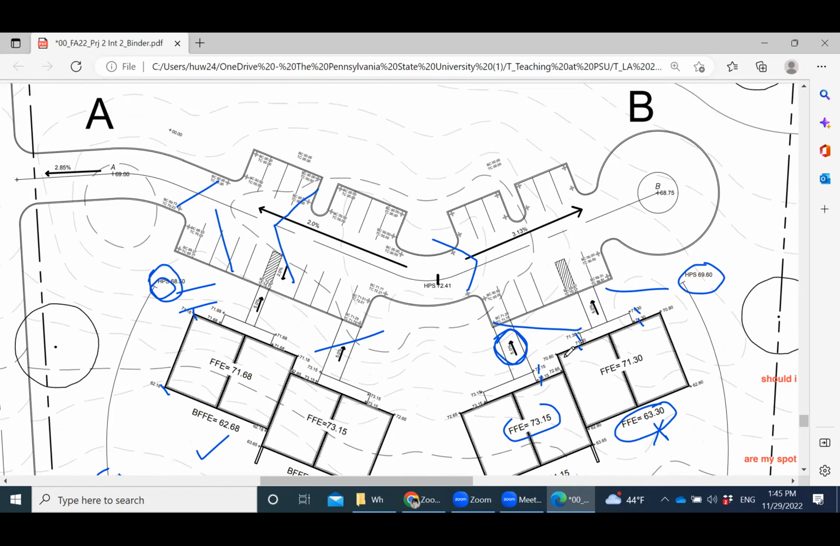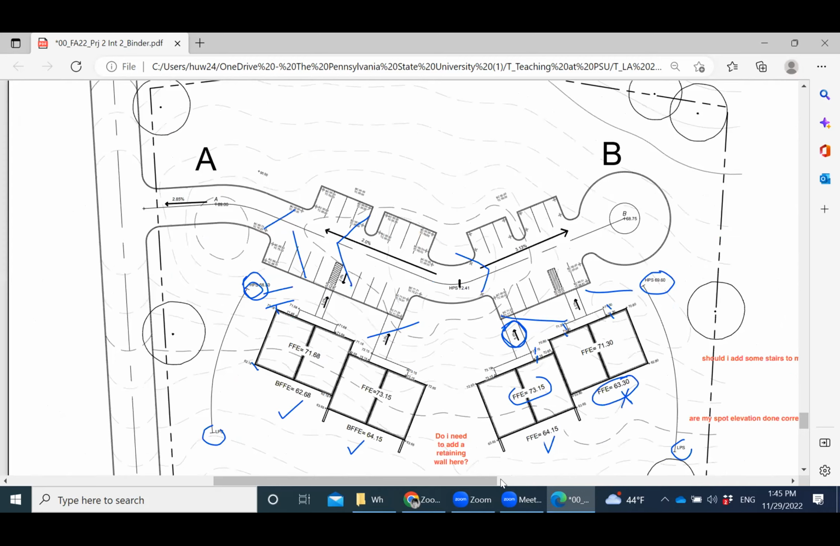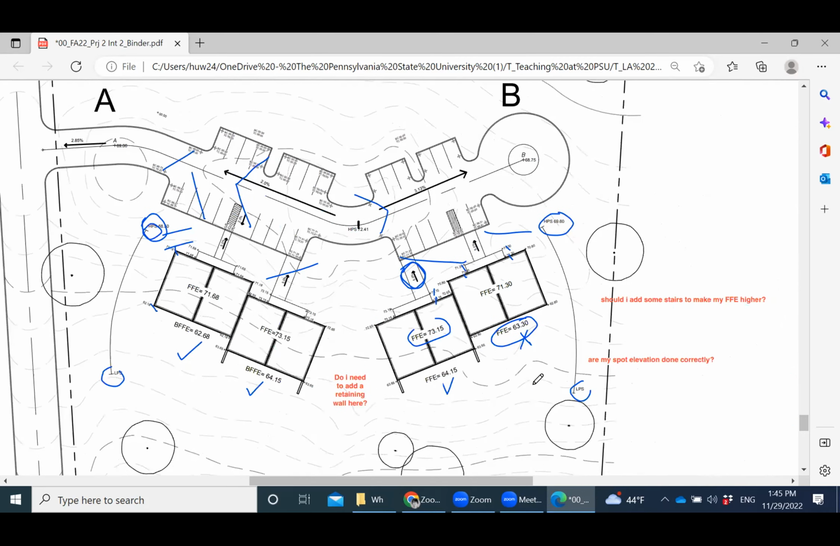Feel free to move forward. You have a good set of FFEs, and your next big thing is the contours. So I need to do the parking lot contours first, so that I can start to figure it out. Yes, correct.